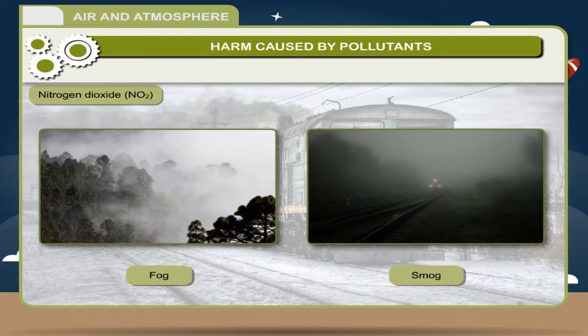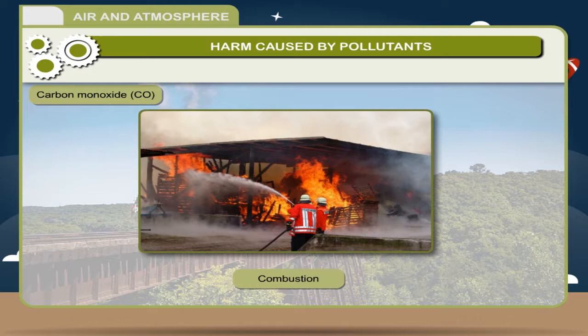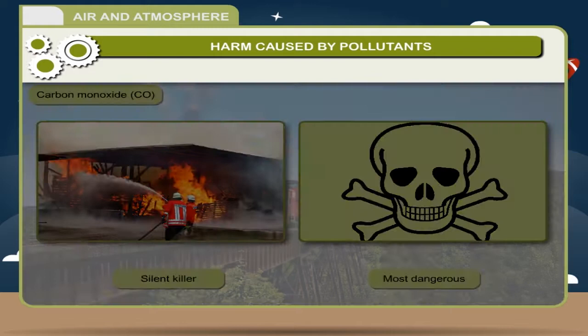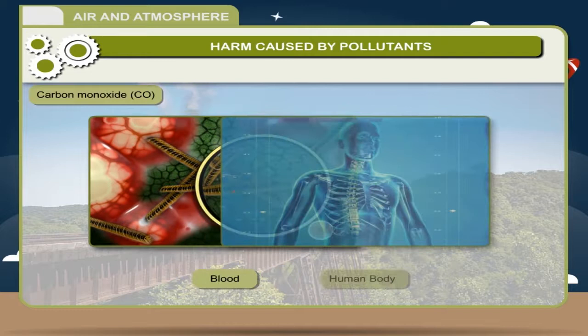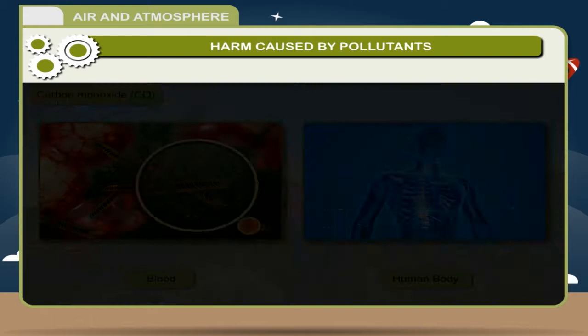Carbon monoxide, CO, is released due to incomplete combustion of fuels. It is also called the silent killer, as it is the most dangerous pollutant. It combines with hemoglobin of blood, thus prevents hemoglobin from carrying oxygen. It is highly toxic to human beings, causing headache, dizziness, and even death.